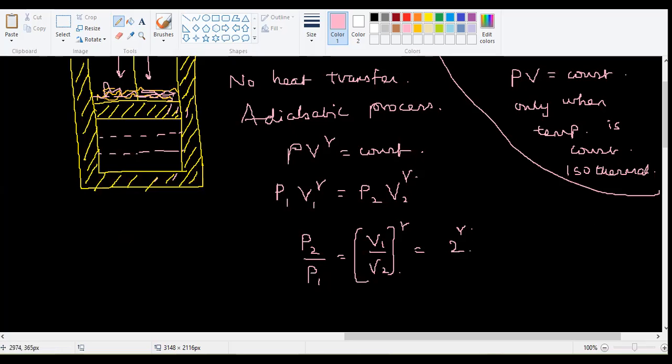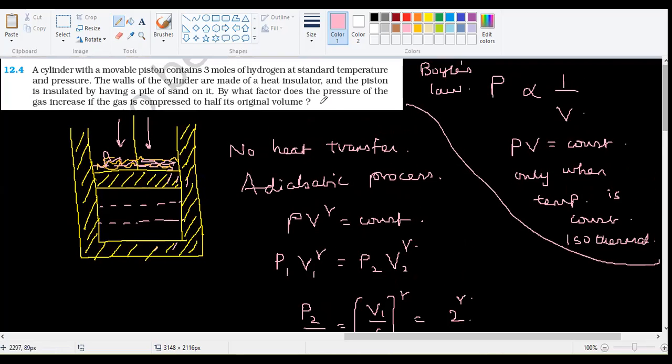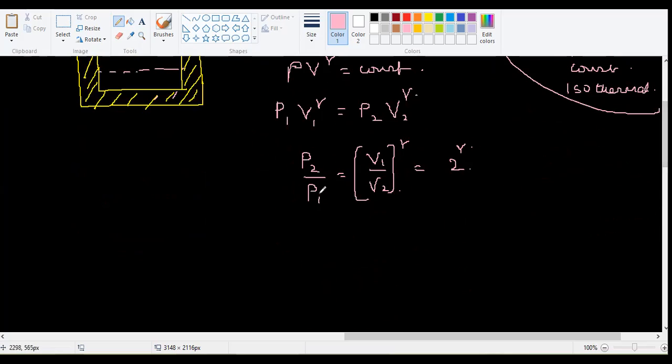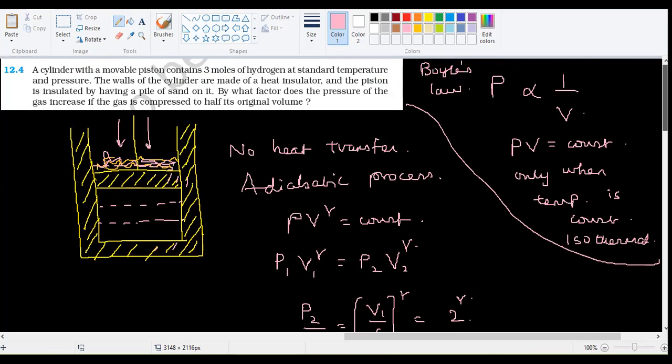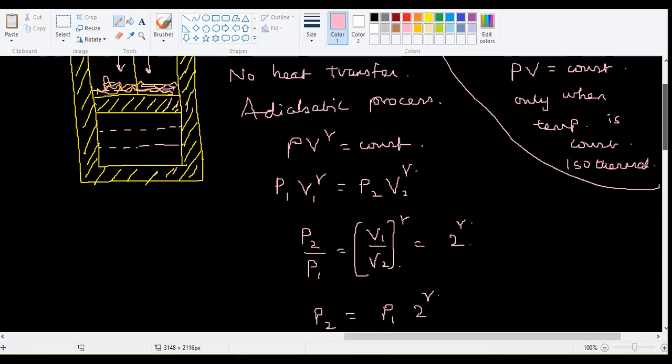Which means the new pressure P2, by what factor does the pressure of the gas increase? P2 is equal to P1 into 2 power gamma. Gamma is usually around 1.3 or 1.4 for diatomic gases. Yeah, I think it says hydrogen, which means it will be around 1.4.